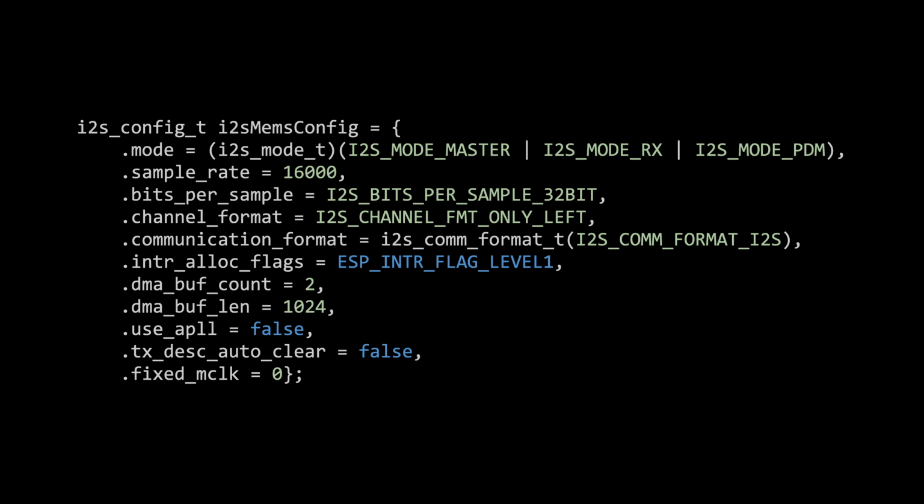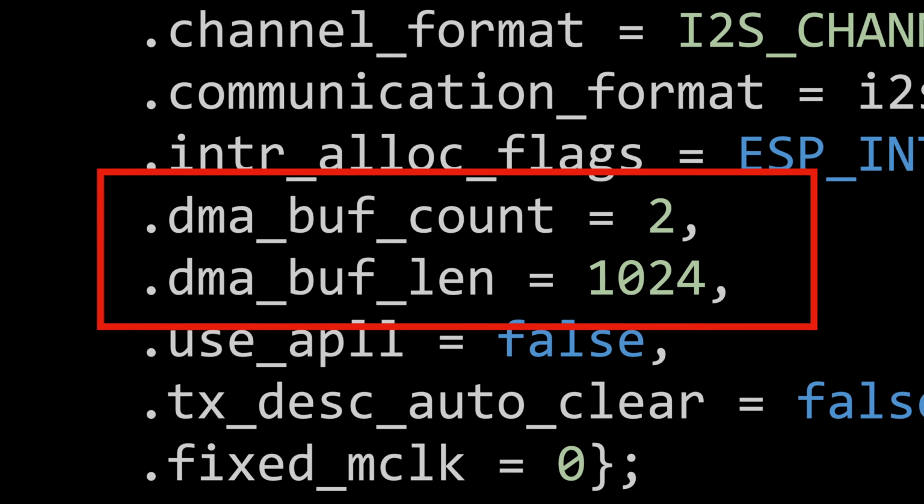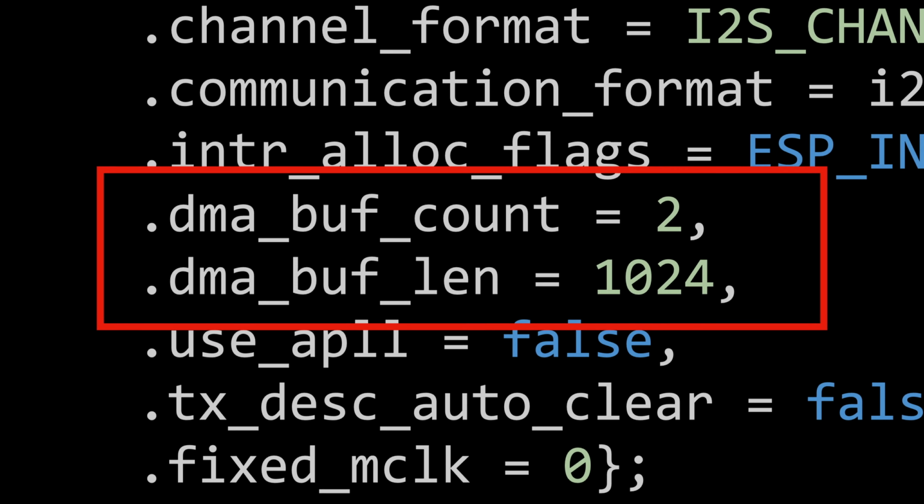I2S audio and DMA is a mysterious world. What are these parameters DMAbufcount and DMAbuflen? What are they for, and what values should they be set to? Let's try and answer these two questions.